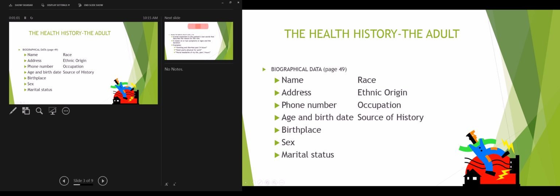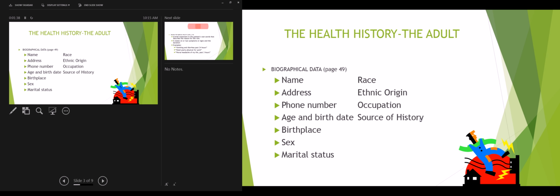I want the name, the address, the phone number, their age and birth date, their birthplace, date, and city, their sex, their marital status, their race, their ethnic origin, and usually that's Latino or non-Latino, or Hispanic, non-Hispanic, and race would be African American, Caucasian, occupation, and their source of history. Now, by source of history, that means who is furnishing the information. Usually that's the person themselves.